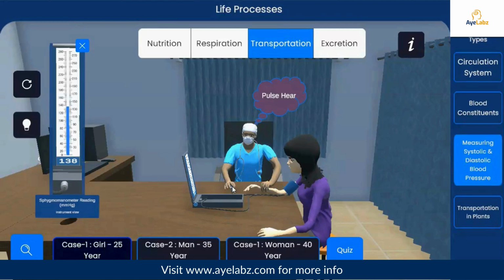Start to deflate the cuff slowly whilst watching the mercury level in the sphygmomanometer. Note the reading when the pulse reappears. This is recorded as the systolic pressure. Deflate the cuff further until the pulse disappears. This is recorded as diastolic pressure.